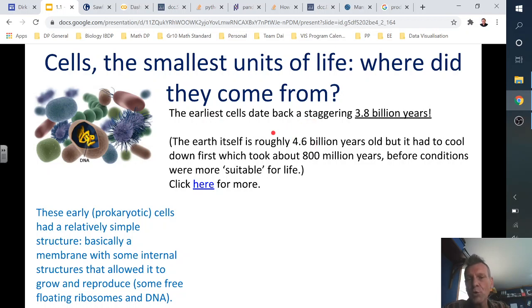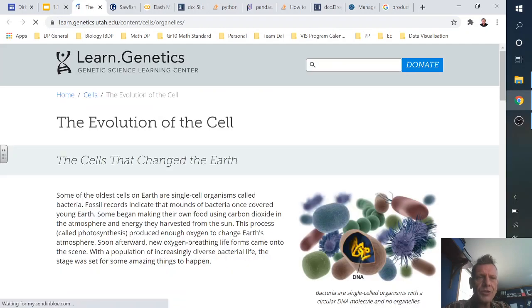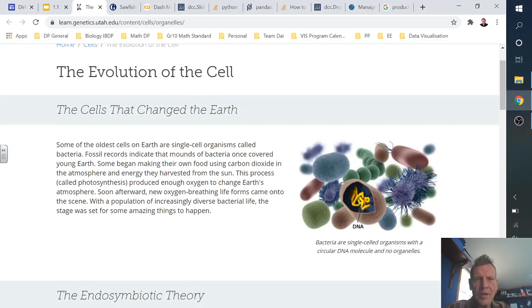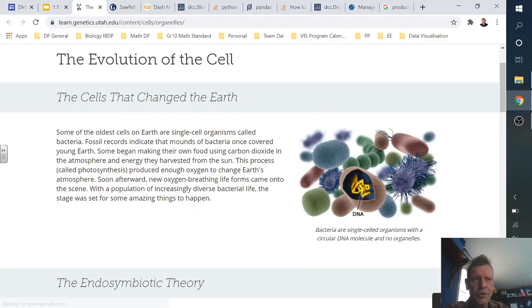So the Earth had to cool down first for life to become possible. So it may have been 800 million years. It may have been even a little bit less. Then life came about in the form of unicellular prokaryotic, very simple cells. It would be good to click on the link there to go to this website, which is by the University of Utah. It's very accessible stuff. They have a lot there on the evolution and genetics of cells.